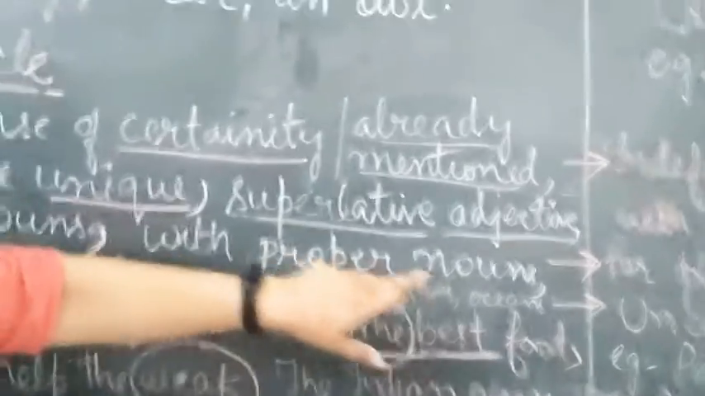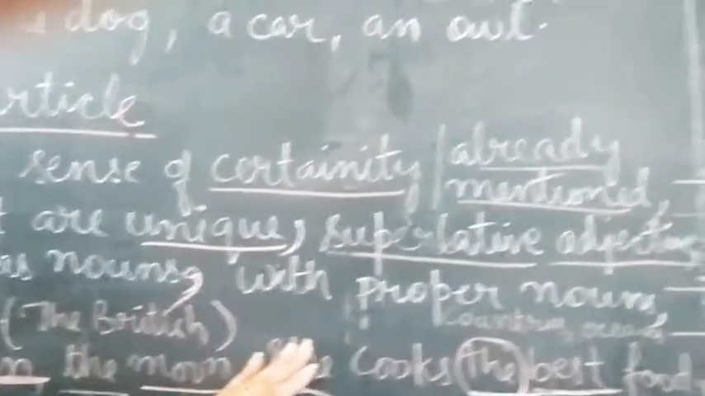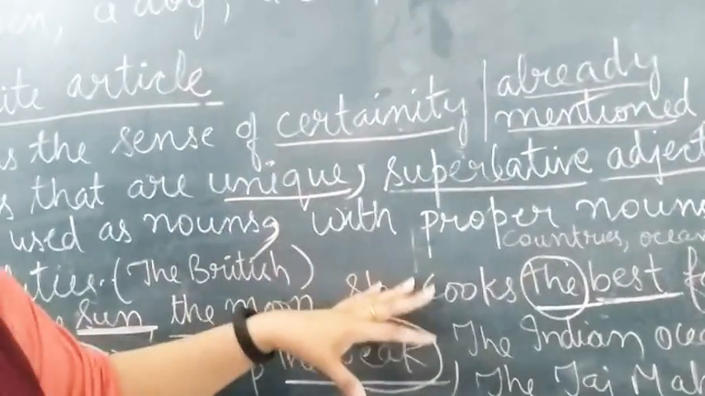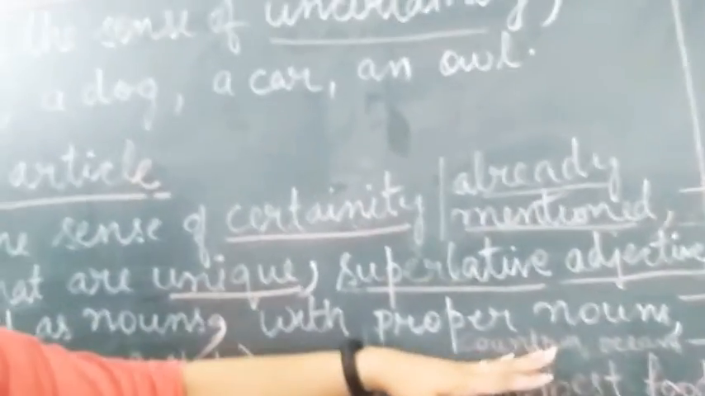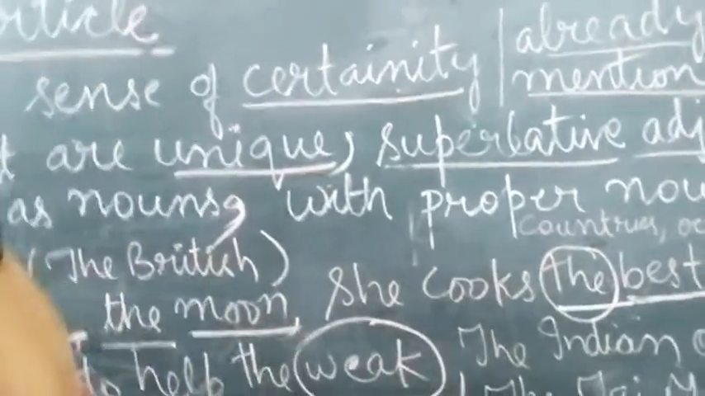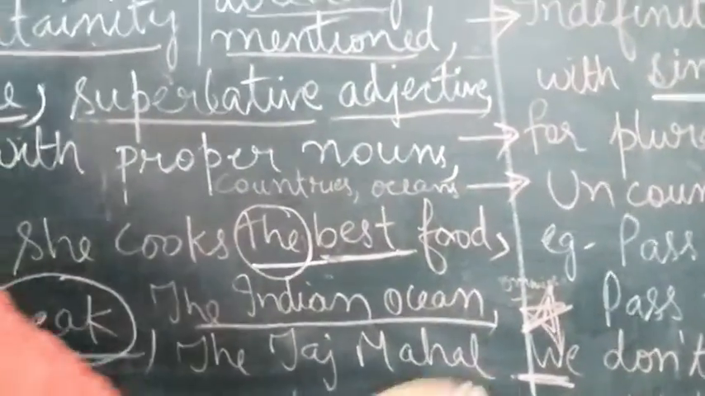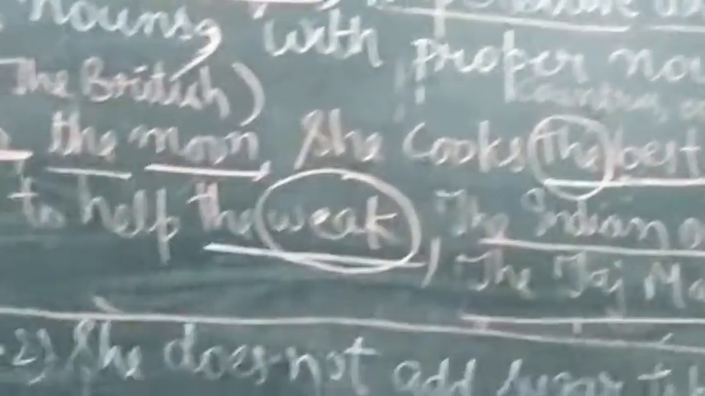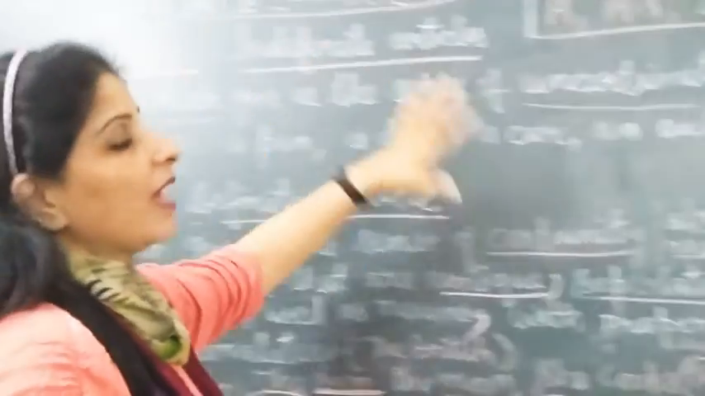Clear? Then with proper nouns, sometimes in some situations we don't use any article, but there are such nouns in front of which we can use the article, like before the names of countries, oceans, and many other things. For example, the Indian Ocean. Then the Taj Mahal, right? Clear? I hope it is clear to you. Where do we use the? Where do we use a and an? Clear?